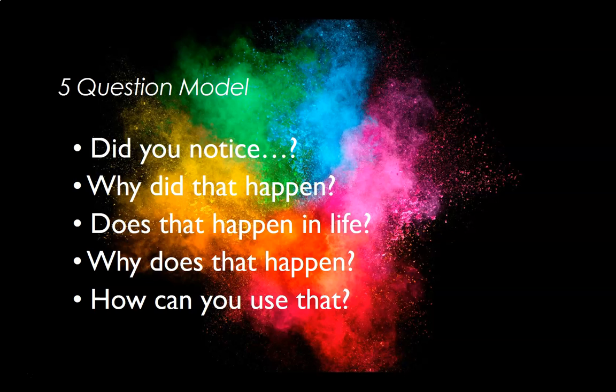The 5-question model is often a student favorite because it really does just focus on 5 questions, listed on the slide with some slight modification. Question 1 is, did you notice, where the facilitator adds the events or behaviors that occurred during the experience. The other 4 questions are often just used as they are written in the model. Why did that happen? Does that happen in life? Why does that happen? How can you use that?